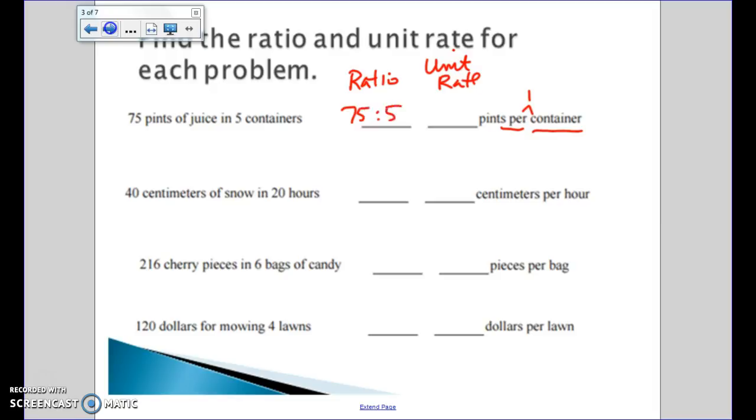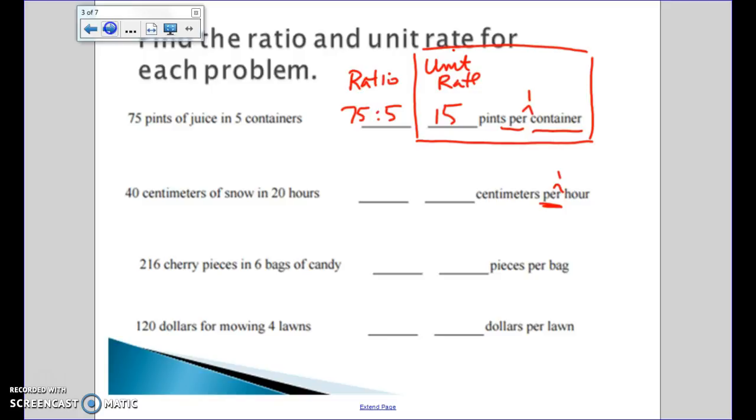If I have 75 pints of juice in 5 containers, then there would be 15 pints per container. 5 goes into 75 15 times. 15 pints per one container. We call this the unit rate, how much each single container has in it if there's 75 spread out over 5 containers. We're going to apply this to prices in a second. Again, use that keyword per. It doesn't say per 1 hour, but when it says per hour, it means per 1 hour.